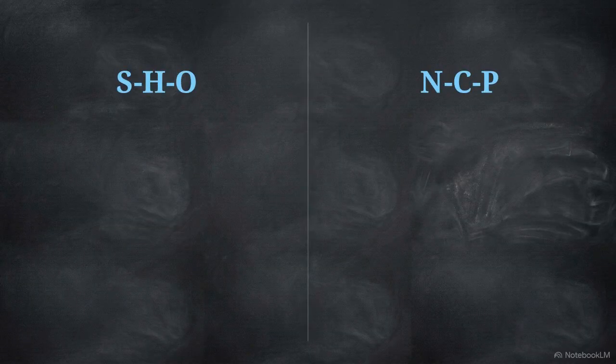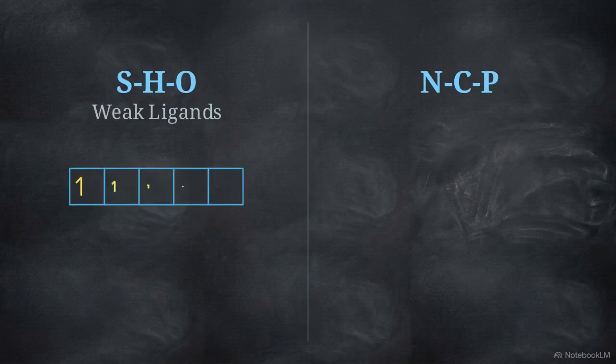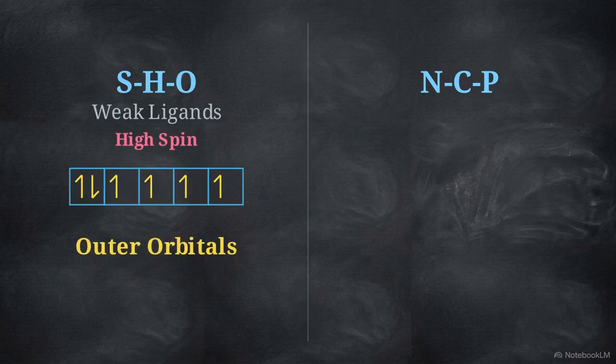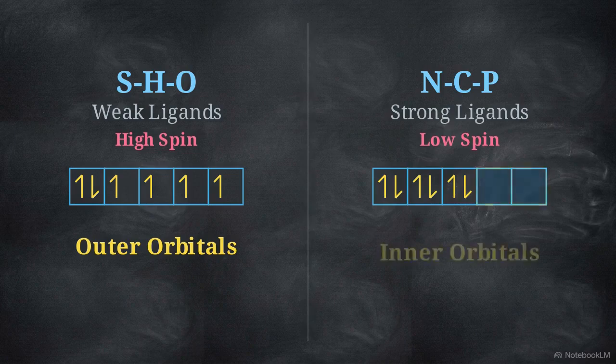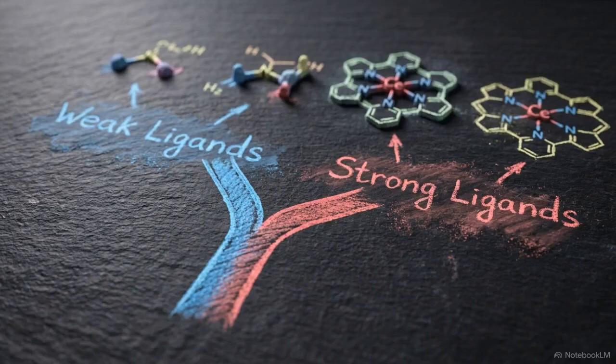This summary compares the 2 pathways. SHO ligands are weak, leave electrons unpaired, and use outer orbitals. NCP ligands are strong, force pairing, and utilize inner orbitals. Save this logic tree for your study sessions. Mastering these relationships allows you to solve for hybridization and magnetic nature quickly and accurately.